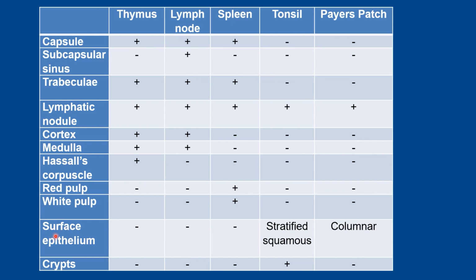Surface epithelium is present only in the tonsil and Peyer's patch. As tonsil lines the oral cavity, it is lined by the stratified squamous epithelium, and the Peyer's patch is part of the small intestine, so it is lined by columnar cells. Crypts or depressions are only present in the tonsil.